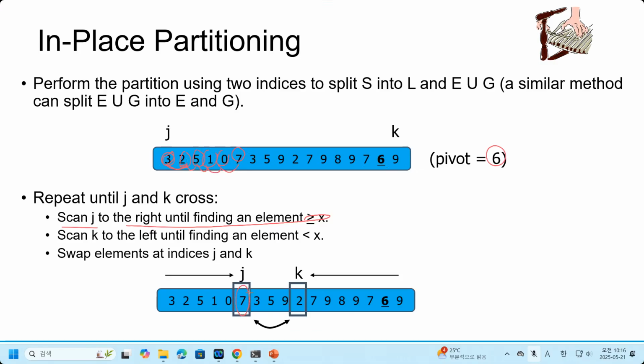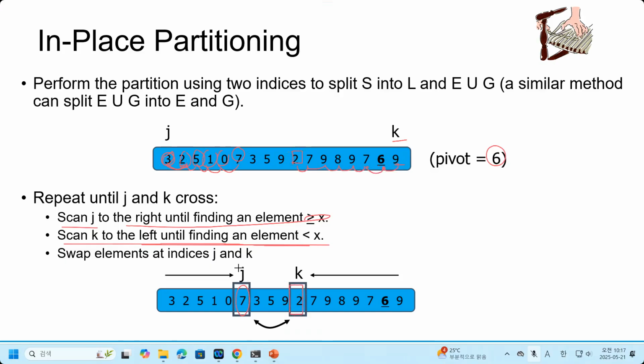After that, we scan k to the left until finding an element which is less than x. So we set k here. Is this less than 6? No. Go here. Less than 6? No, no, no, no, no. Less than 6? Yes. So we have this value.